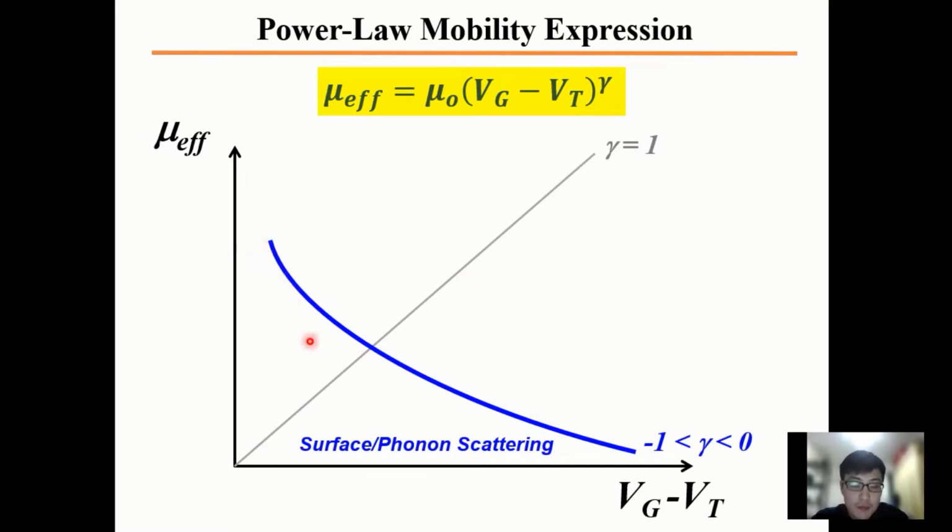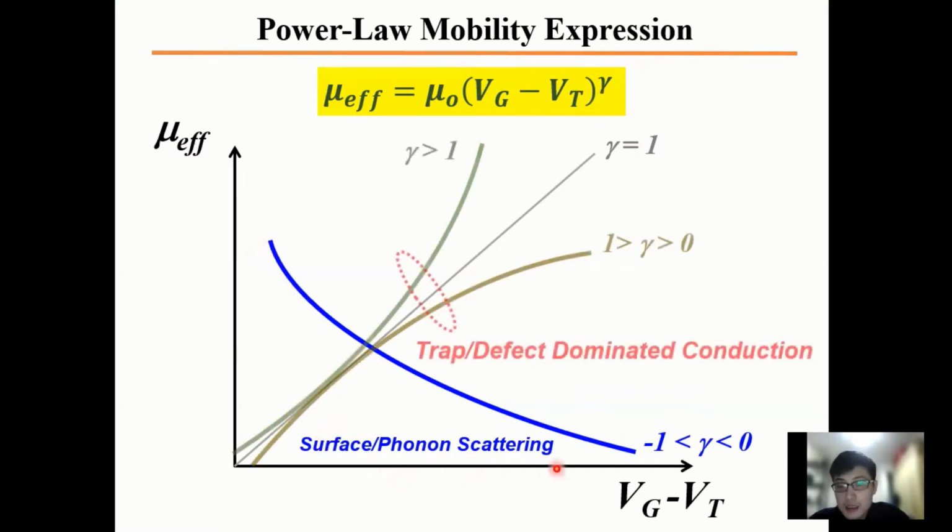charge conduction is dominated by surface and phonon scattering events. And if it's greater than 0, then the carrier conduction is likely to be dominated by the trap or defect states at the interface or in the channel itself. So we believe that this could be a universal expression to model our mobility with respect to the gate voltage.